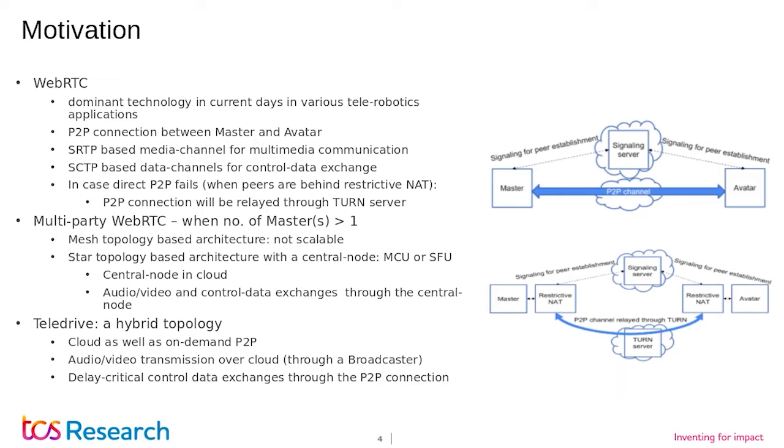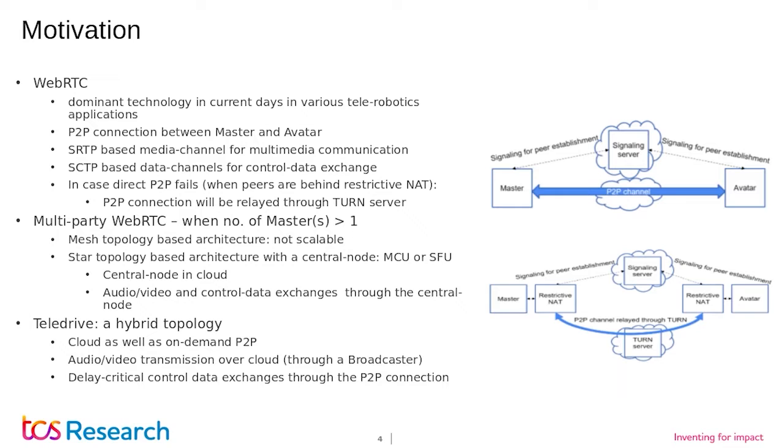If the master and the avatar pair are behind a restrictive NAT, they will fail to establish a direct P2P connection. At that time, WebRTC has a provision to establish a P2P channel through a TURN server. When the number of masters is more than one, we term this multi-party WebRTC. Two popular topologies exist in the state of the art. First is the mesh topology, and the second one is the star topology.